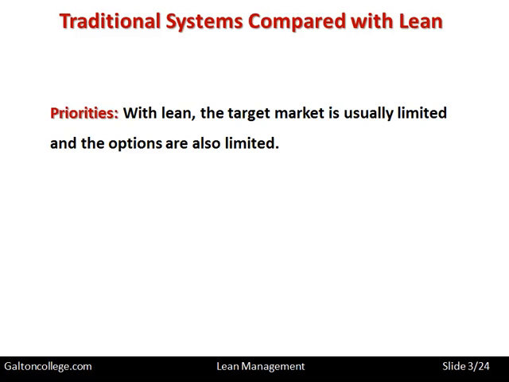Now, the priorities, well, with lean, the target market is usually limited, and the options are also limited. So when we deal with this concept of lean management, we're normally dealing with quite a specific market. We're dealing with one that the management can trust, in a sense. In other words, the processes and the ways of making the product and organizing the business are quite straightforward and reliable, which enables lean management to take place.